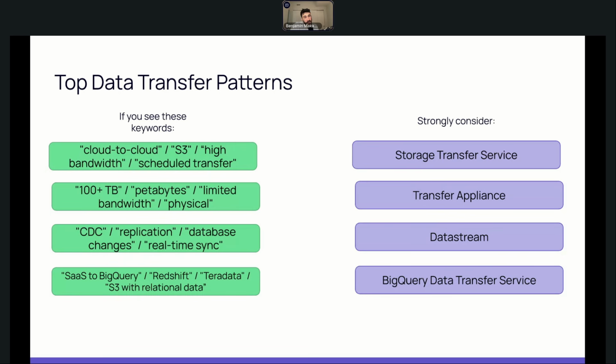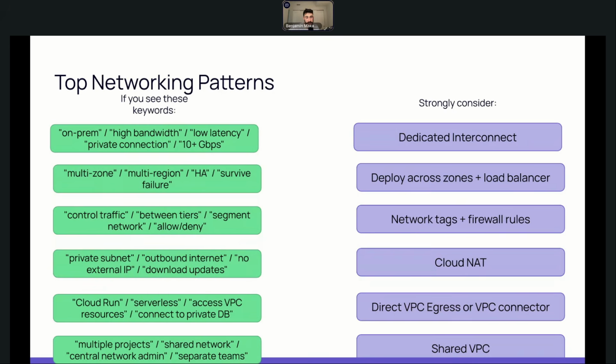If you see in the question SAS to BigQuery, or Redshift as a source, Teradata as a source, or an S3 bucket specifically with relational data, which indicates that it's probably going to BigQuery or another relational database, think of BigQuery Data Transfer Service. So these are the data transfer patterns that I would suggest. Again, not comprehensive, but they're the quick hits.